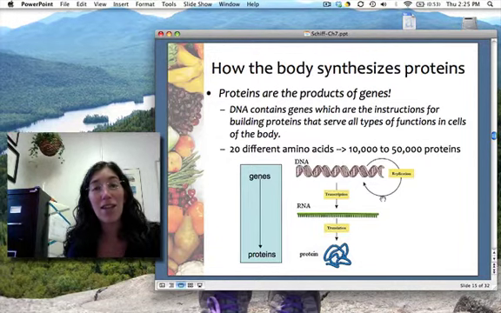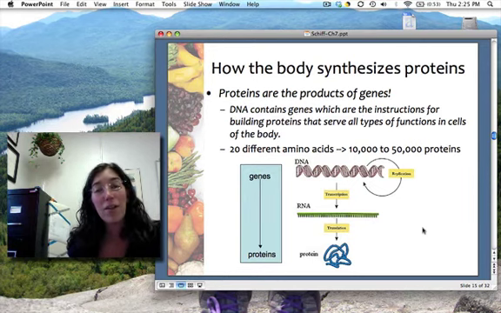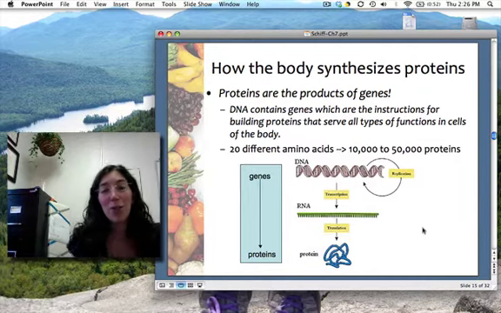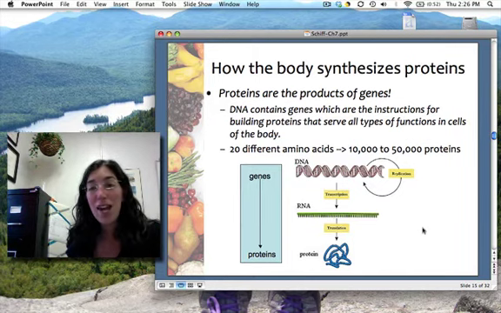Genes in your DNA, they're the blueprints for all the proteins in your body. So they encode all the proteins, like all the enzymes and the hormones and the transporters, okay, are all encoded by genes in your DNA. Now, we only have 20 different amino acids to work with in our body, yet we make tens of thousands of different proteins in our body.